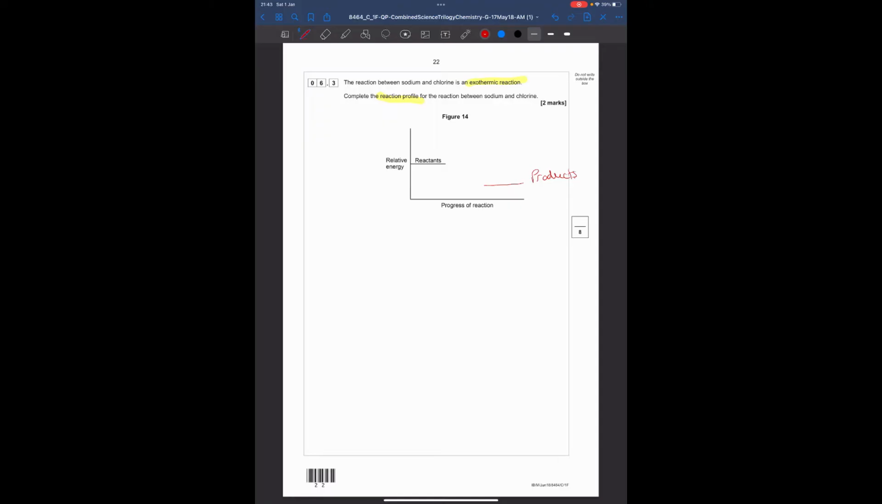Now, in order to make the reaction happen though, we sometimes have to put a bit of energy into it. We call that the activation energy. You don't need to add these labels for the marks, but the shape looks like this. So you've got the activation energy bump. That's the energy you put in to actually make the reaction happen, and then the products end up with less energy at the end.